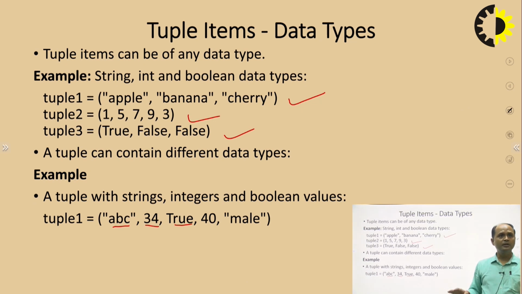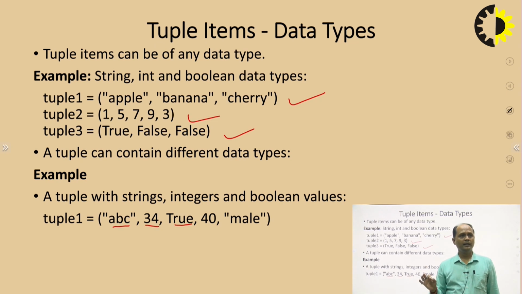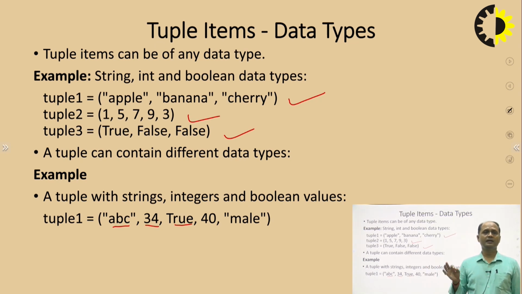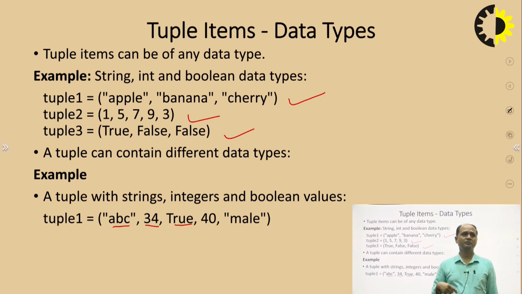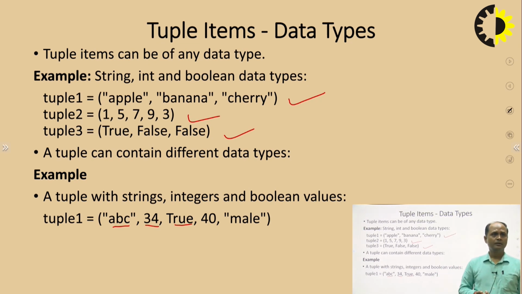So the summary of this particular topic is that tuples can contain different data types. You can use similar data types, or you can use different data types. A tuple gives the facility to use different data types in a single tuple.